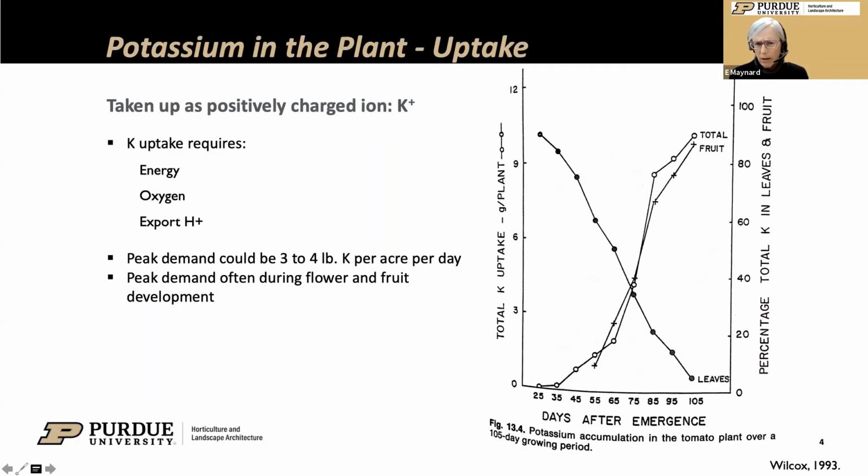The graph on the right here shows the uptake of potassium in a tomato plant, and it basically follows the size of the plant. But the other thing this shows is where that potassium is going in the plant. The dark circles are the percent of the potassium that's in the leaves, and that percent decreases because as the fruit grows, much of the potassium in the plant is in the fruit. And that would be true for many of our fruiting vegetable crops.